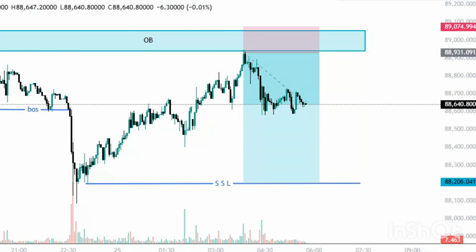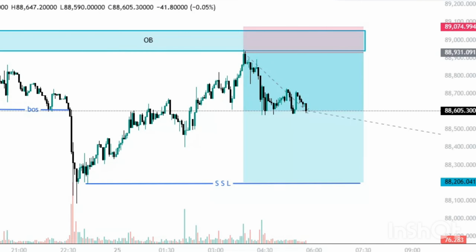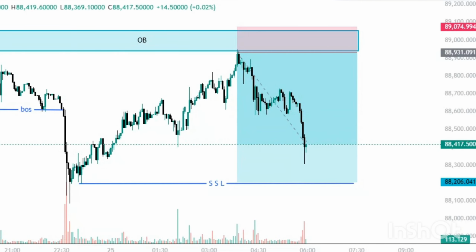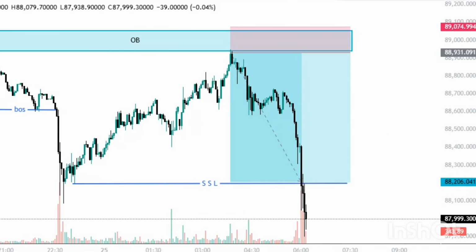Smart money is not just about identifying order blocks. It's about understanding structure, liquidity, timing, and executing the same model consistently. That's the edge.